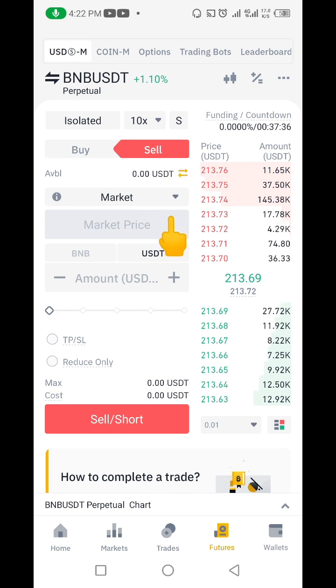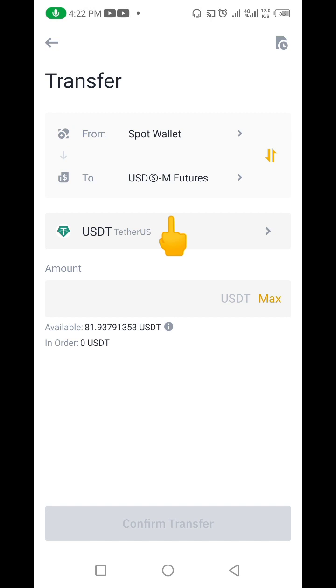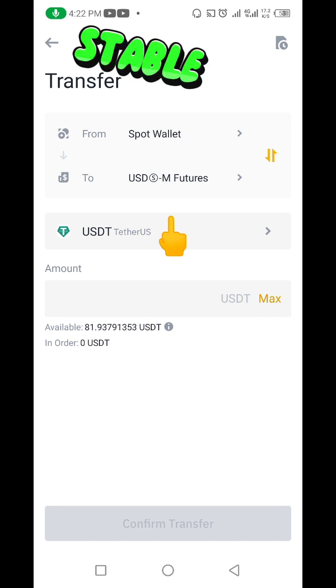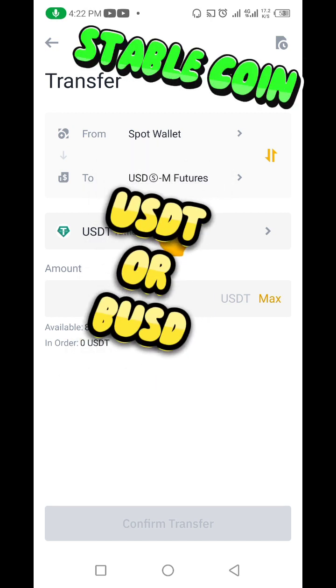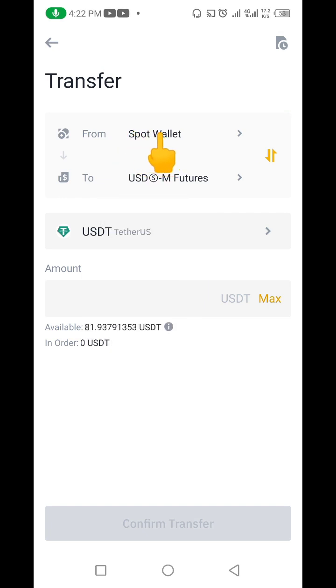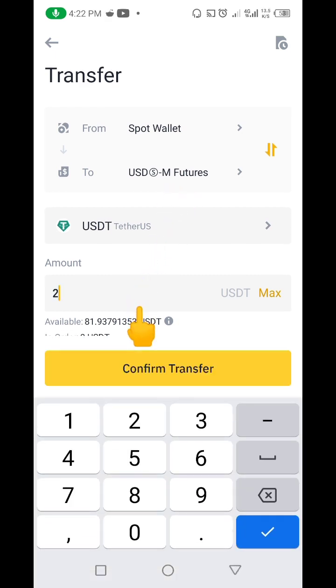So let's click here. Now you must make sure that you have money to be able to trade this futures market. Okay, so I'm going to be transferring some money from my spot wallet to my futures wallet here. I'm going to be putting $20. Let me do $20. Then I'm going to click on confirm transfer.